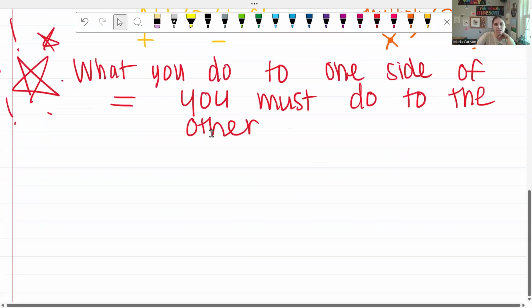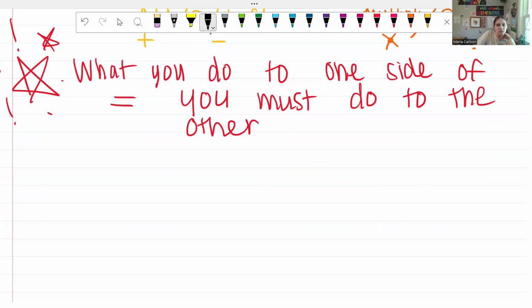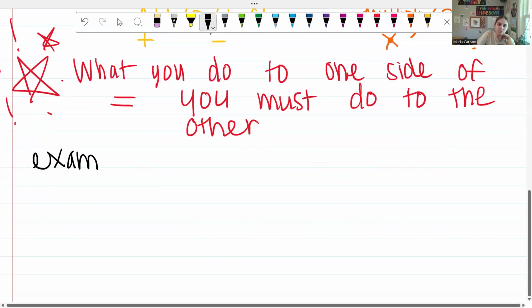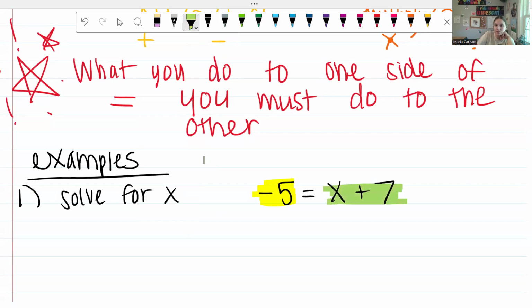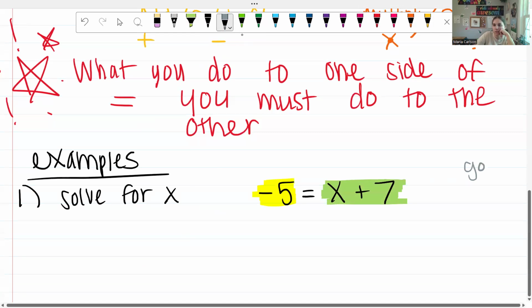All right, let's do some examples now. So example 1, we are going to solve for x. And the equation we're going to solve is -5 equals x plus 7. So this is an equation with two sides. On the left side, I have -5. On the right, I have x plus 7. And my goal is to figure out what is x.